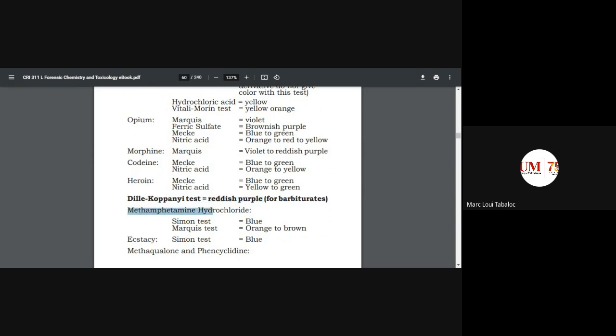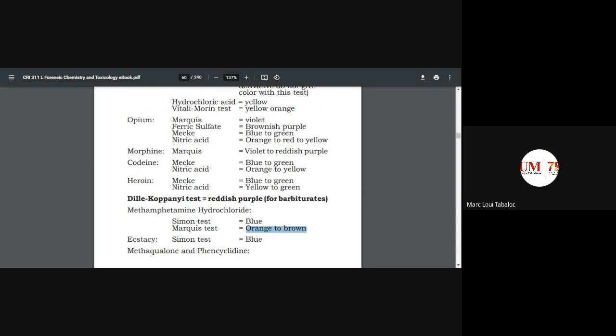For shabu, of course, they will be using Simon's test with Simon's reagent. It is a chemical used to determine the presence of amphetamines in samples such as blood and, most commonly, urine. These are all color tests for urine. If we use Simon's reagent, it will turn the specimen blue, which would confirm the presence of methamphetamine hydrochloride. If the Marquis test is used, with a Marquis reagent, a different reagent from Simon's reagent, it would turn the specimen from orange to brown, which would also confirm the presence of methamphetamine hydrochloride.